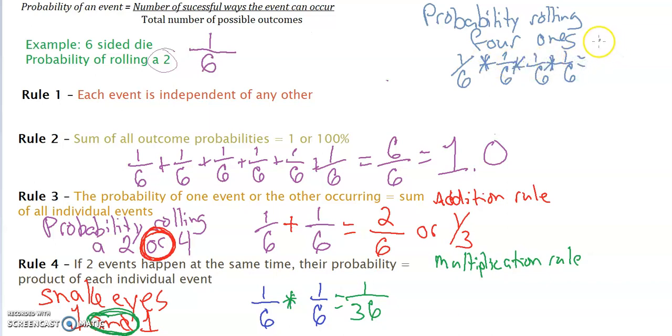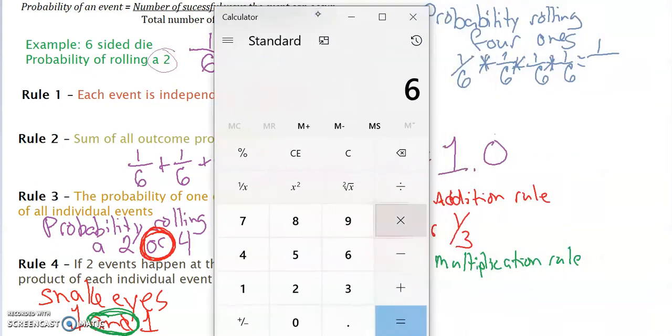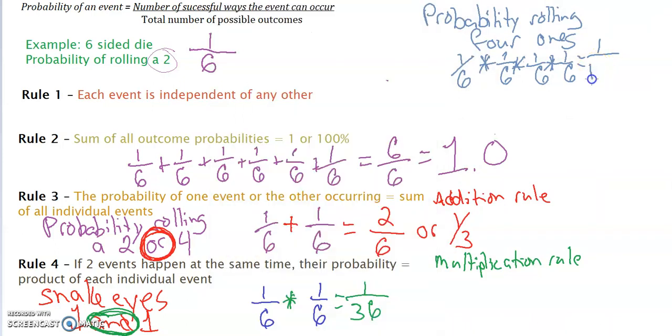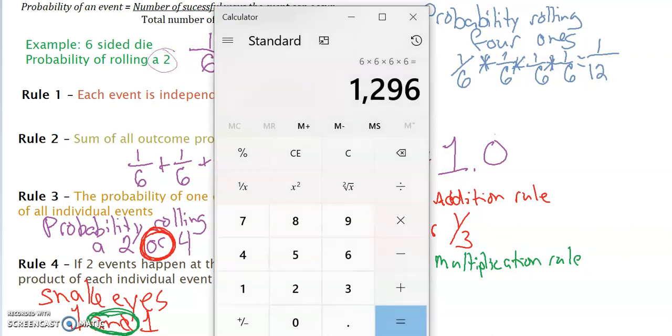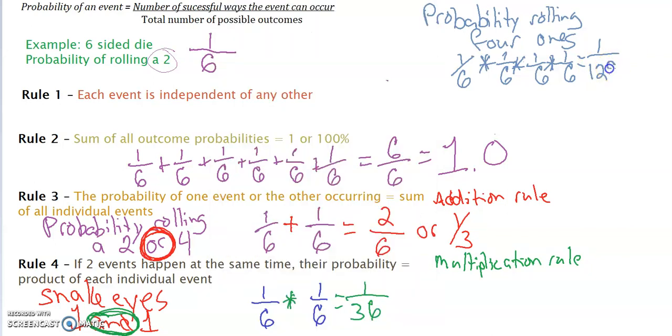So you would have 1 out of 6 times 6 times 6 times 6, which, oh my, I have no idea. So if I pull out my trusty calculator, 6 times 6 times 6 times 6. Whew, that is a very, very big number. 1, 2, 9, 6. So the probability of rolling 4 ones at the same time is 1 out of 1,296. That is a very small number.